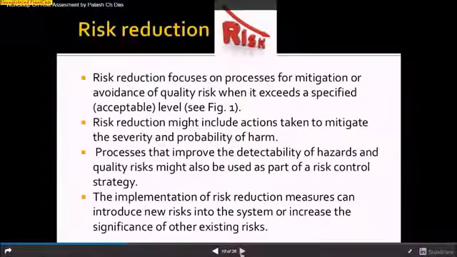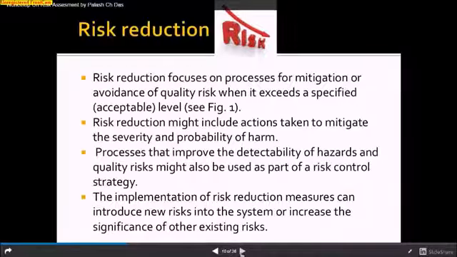Risk reduction. Risk reduction focuses on the process for mitigation or avoidance of quality risks when it exceeds a specified acceptable level. Risk reduction might include actions taken to mitigate the severity and probability of the harm. Processes that improve the detectability of hazards and quality risks might also be used as part of a risk control strategy. The implementation of risk reduction measures can introduce new risks into a system or increase the significance of other existing risks.